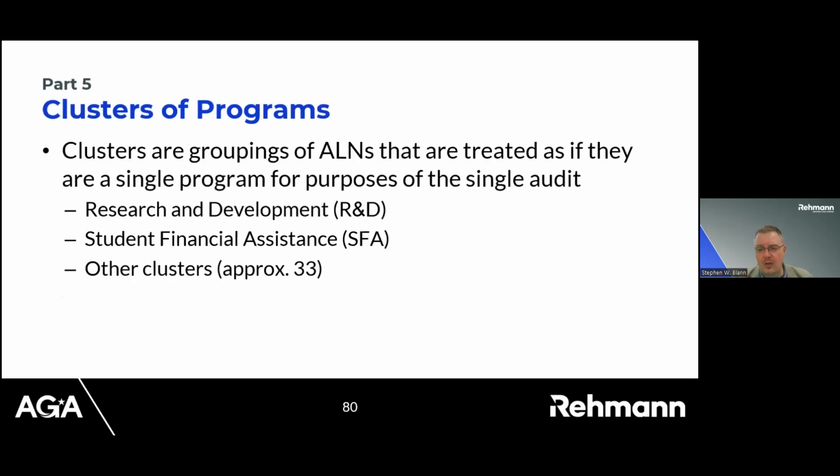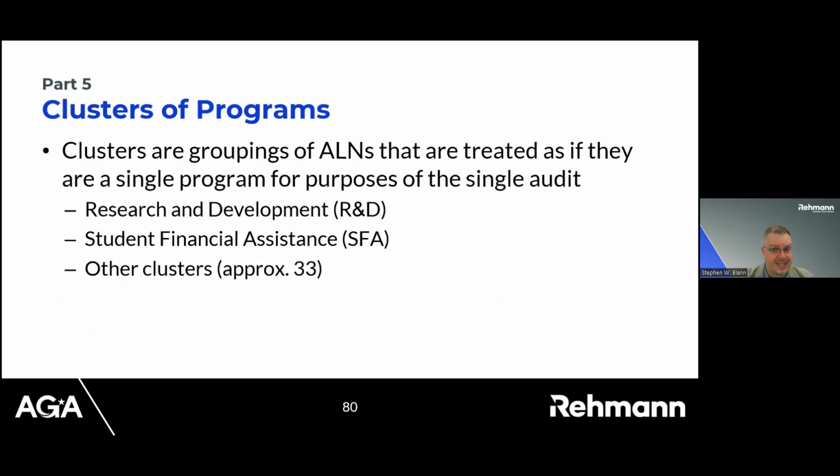It's just focused on those programs that are clustered together. So there's a section for R&D, there's a section for student financial assistance for colleges and universities, and there's about 33 other clusters that are included in there. And every year, a couple clusters get added, some drop off. It's just a kind of a rolling thing.